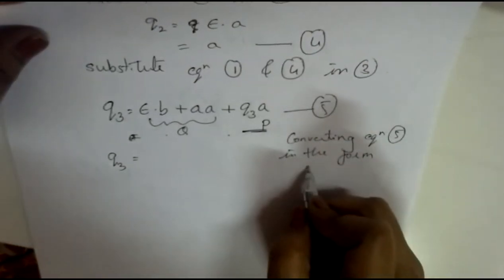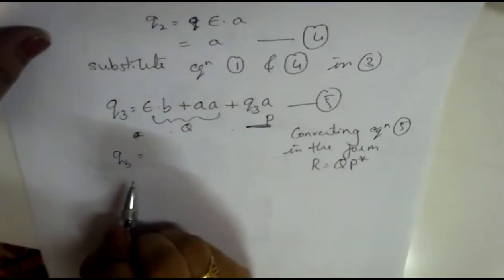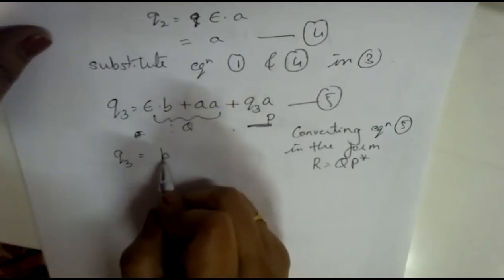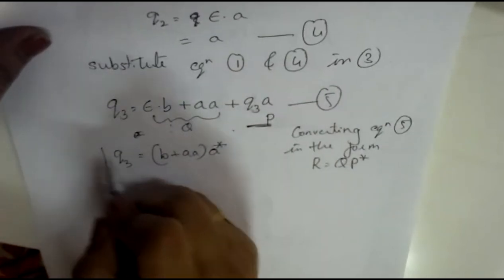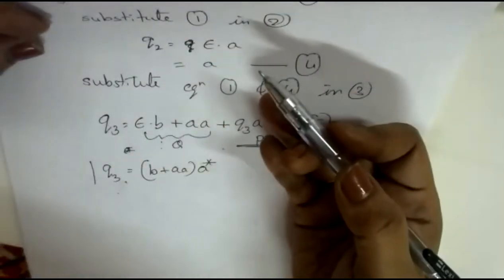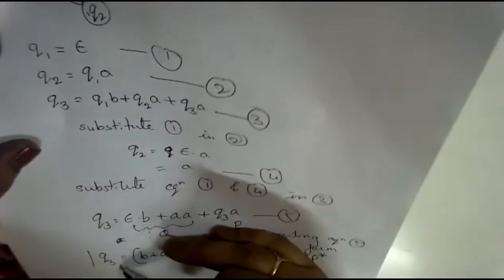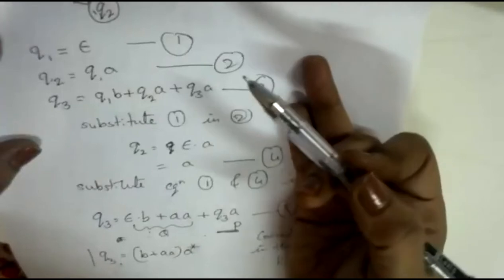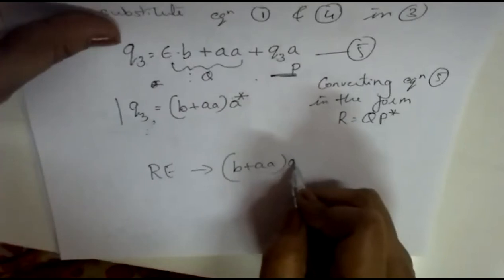Converting equation 5 in the form R is equal to QP star. So Q3 is equal to, Q is B or AA, right? And P is A star. Since Q3 is my final state, I need not substitute Q3 again somewhere. If I had another final state, then we would substitute this Q3 answer into that. Since in this example Q3 is the final state and we got the answer for Q3, this will be my RE. So RE is (B or AA) A star.